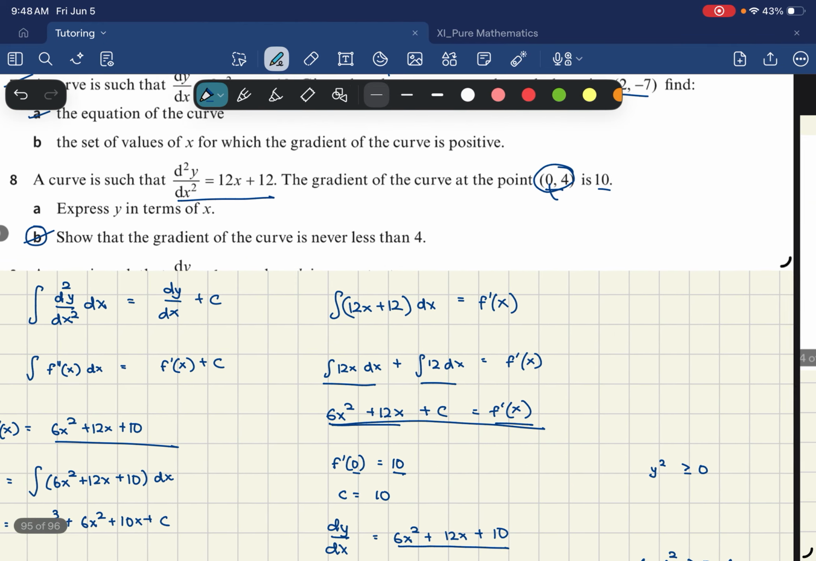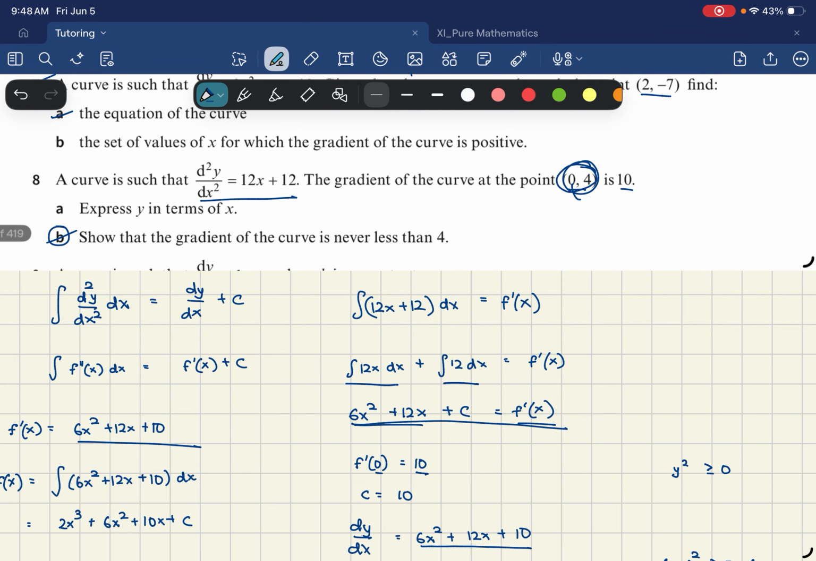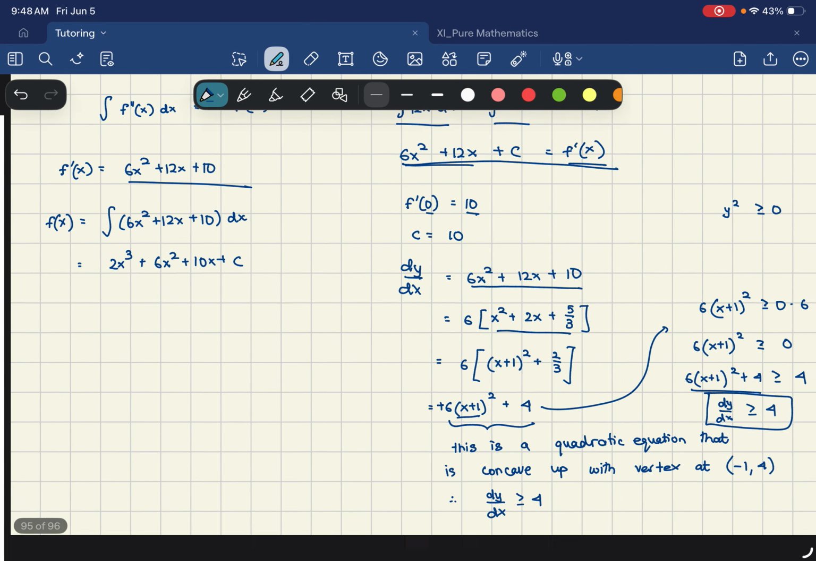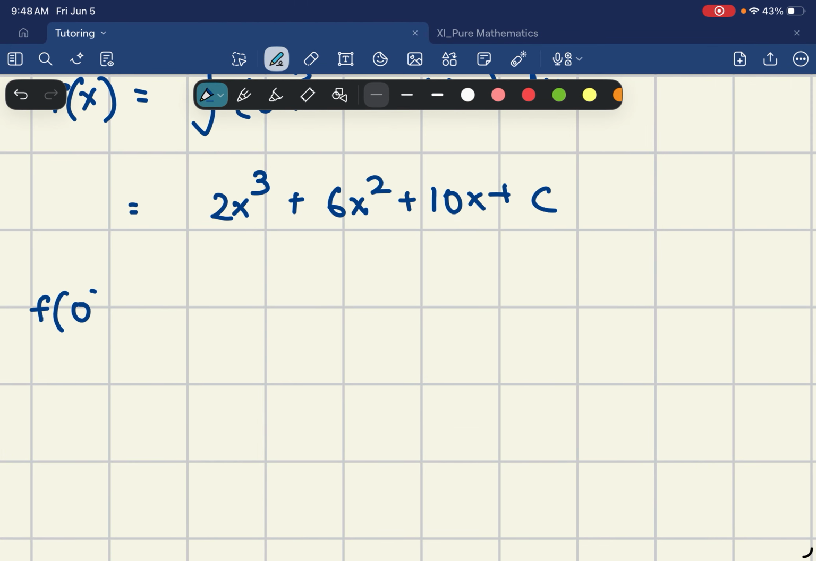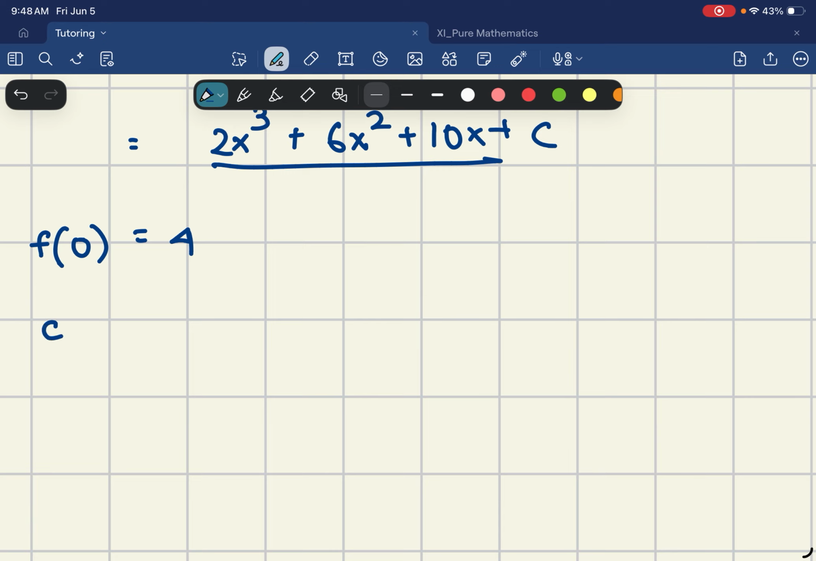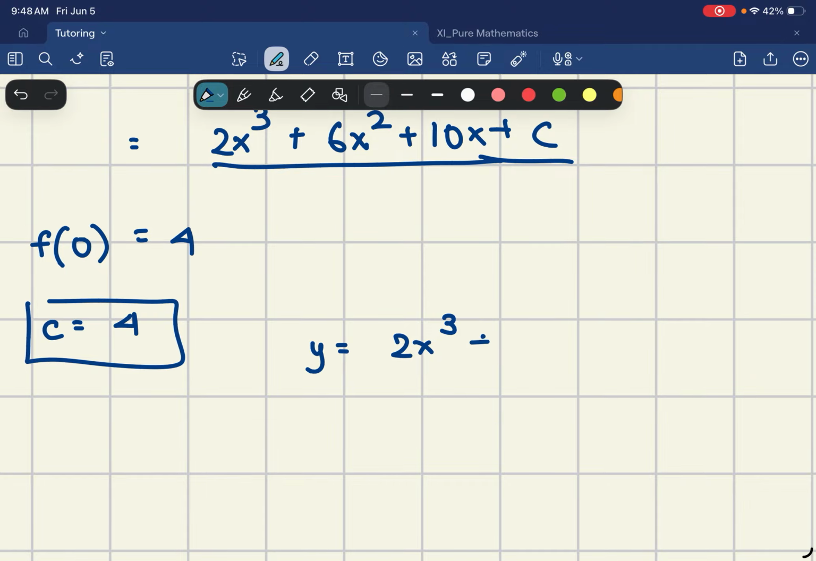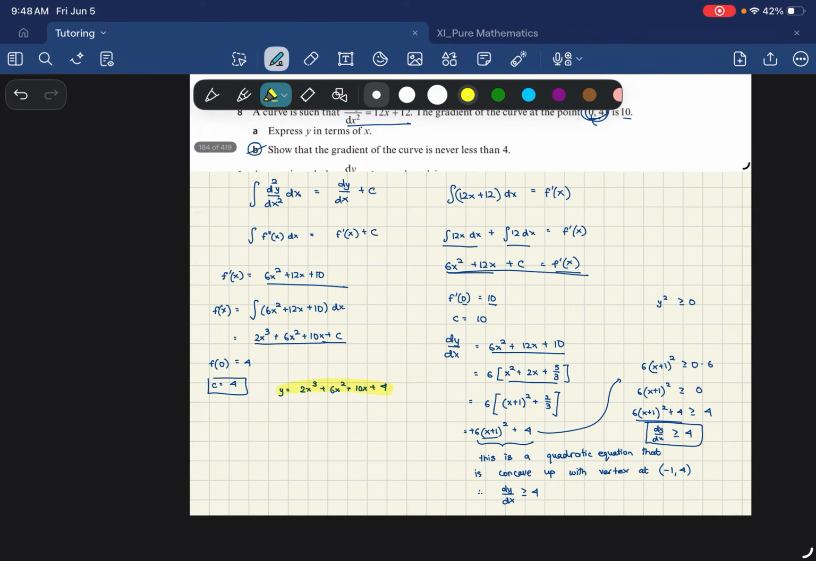And now we can substitute in this point because it's on the curve. So f of 0 is equal to 4. Substitute 0 here, and you will see that c has to be equal to 4. So your equation of the curve is 2x cubed plus 6x squared plus 10x plus 4. And we are done.